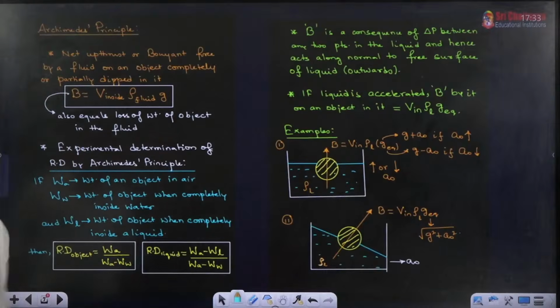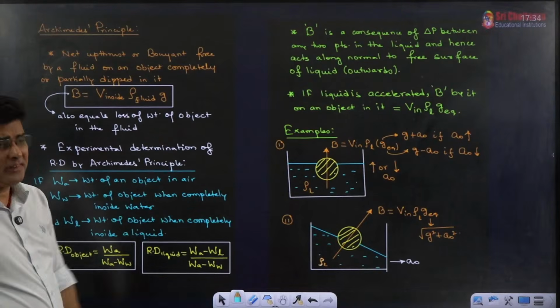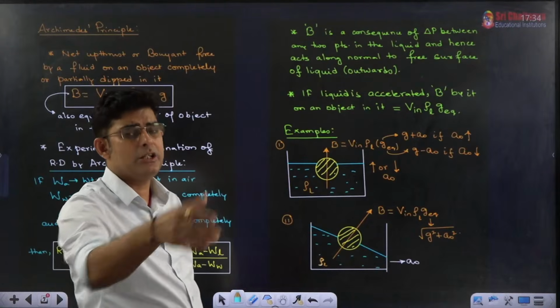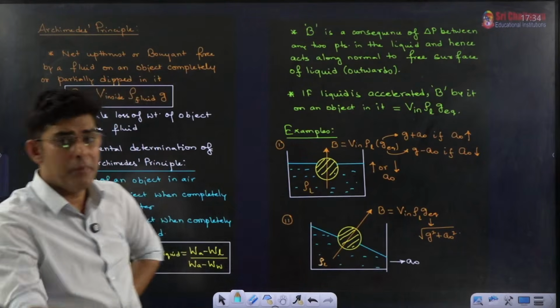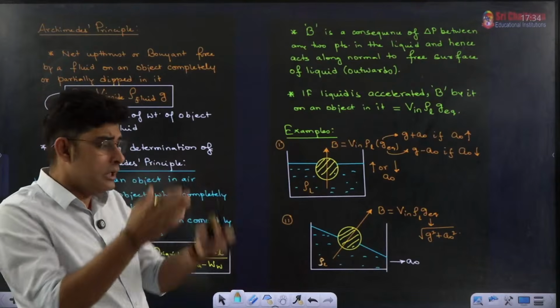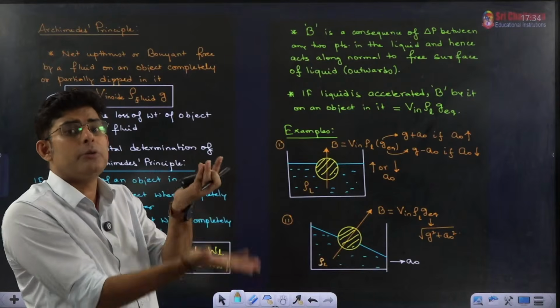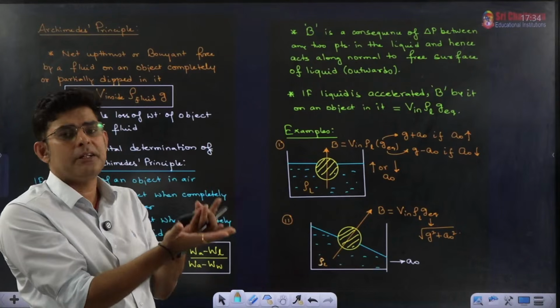Next, we have Archimedes principle, which says that whenever we have any object which is partially or fully immersed in a liquid, mind it, this is not the complete statement, partially or fully immersed, but there should be liquid below also. If there is no liquid below, there won't be any upthrust. So liquid has to be present below also.